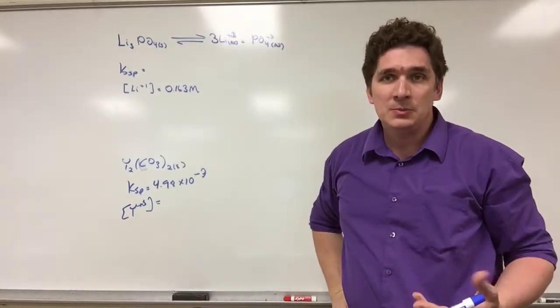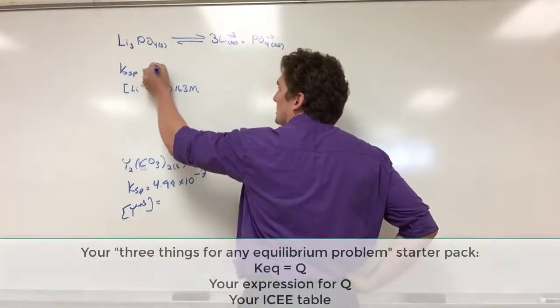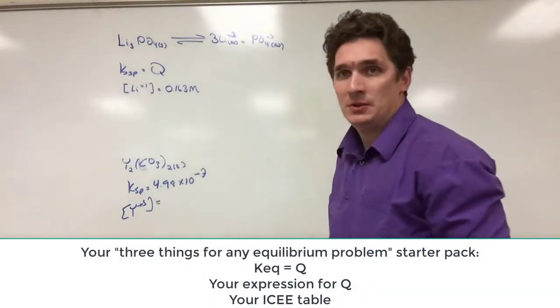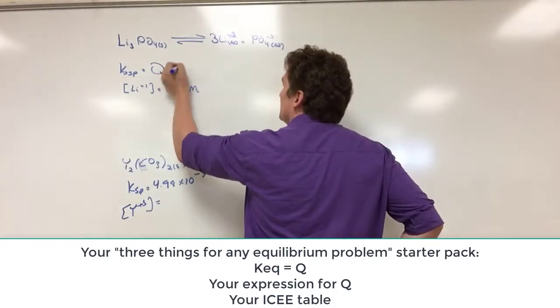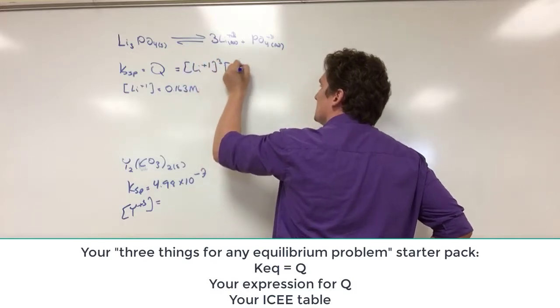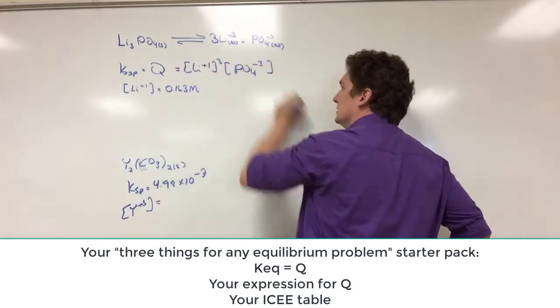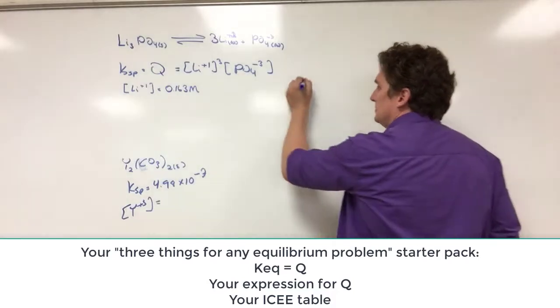Now, with all equilibrium problems, there are 3 components we need. The first is that Ksp, our equilibrium constant, equals Q, component 1. Component 2, we need our expression for Q. In this case, it's the concentration of lithium cubed times the concentration of phosphate. Third thing we need is our IC table.